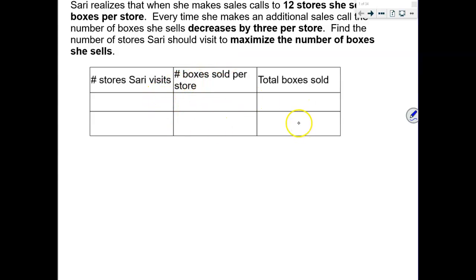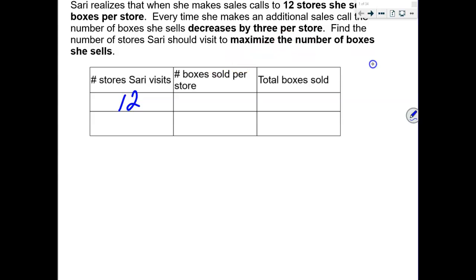So these charts are just giving you an opportunity to figure out what numbers you're working with in some concrete examples. And then your job is to eventually express this algebraically so you could find the maximization point, which is fancy talk for graph the parabola and find the max. So Sari is making sales calls to 12 stores. So let's put that in the chart.